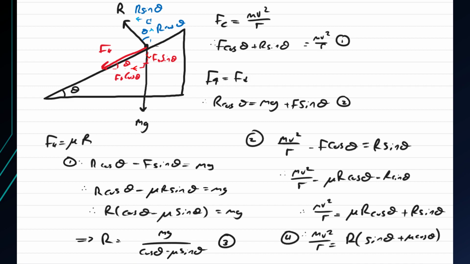So we actually start with the centripetal force is mv squared over r. So the centripetal force is all the inward forces, so that's Fk cos theta plus R sine theta equals mv squared over r.